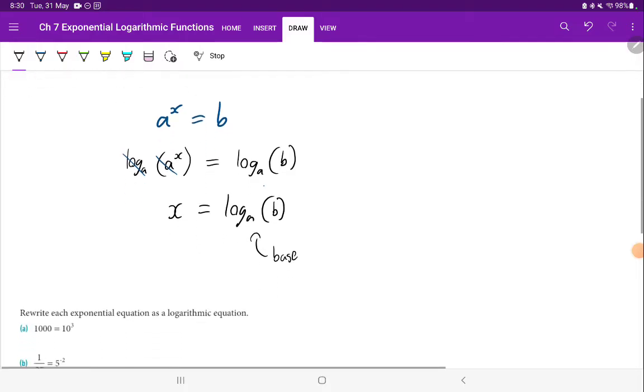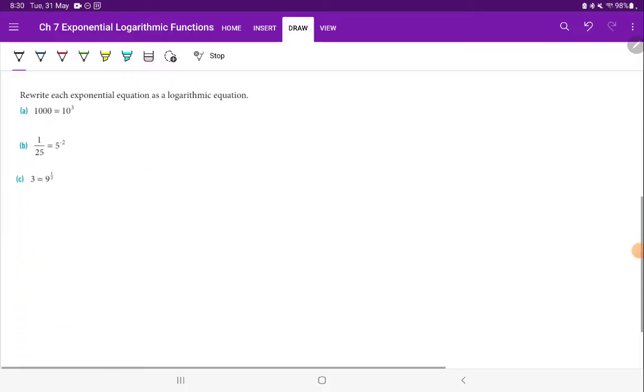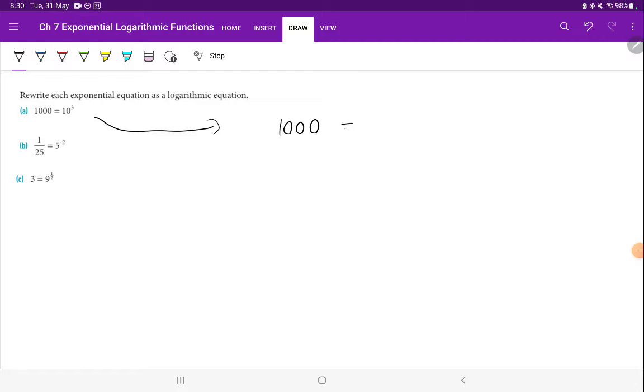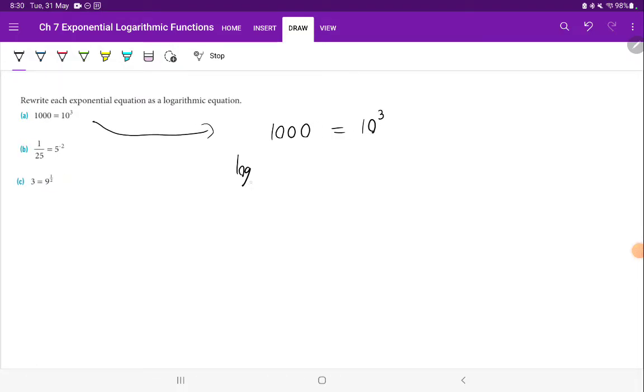So let's have a look at some numerical examples to get a better feel of how it looks. Alrighty. So we have 10 to the 3 equals 1000, sorry. So let's take log base 10 of both sides, so log base 10 of 1000. And like I said above, what this does is it cancels with this. And so on the left-hand side, we're left with log 10 of 1000 is equal to 3.